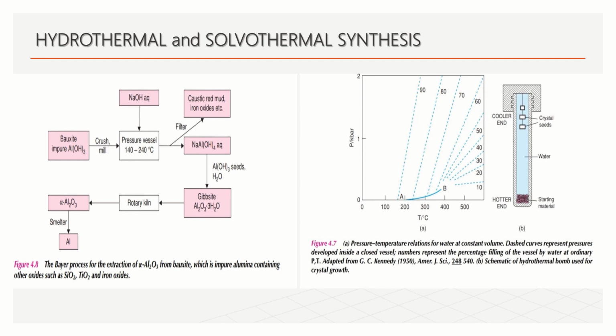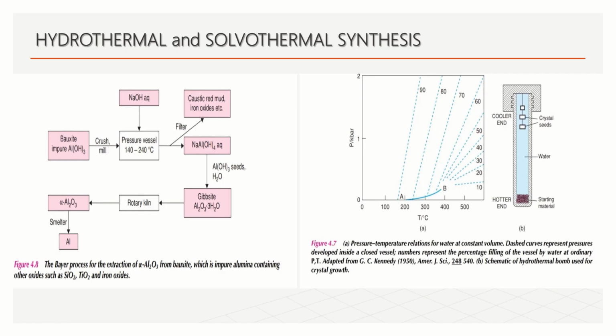On the right, we see how the hydrothermal bomb works. Starting material is kept at the hotter bottom, and water fills the vessel, and the seed crystals are placed at the cooler top. SiO2 dissolves better at higher temperature. It dissolves at the bottom and crystallizes at the top, as we have already discussed earlier.